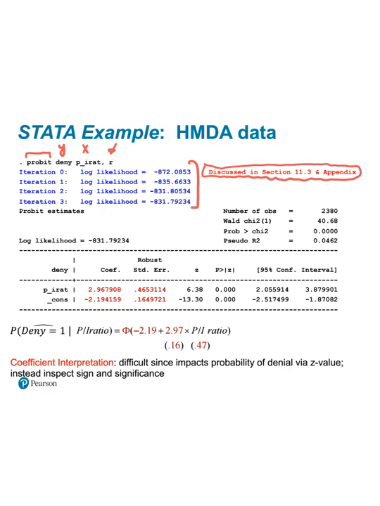So here we're looking at the full set of observations, 2380. And we're looking specifically at the coefficients and the standard errors here for our independent variable, which is our PI ratio. The constant happens to be negative 2.19. The coefficient on the PI ratio is 2.967. Okay, we're plugging these in right there, and we have the corresponding standard errors.